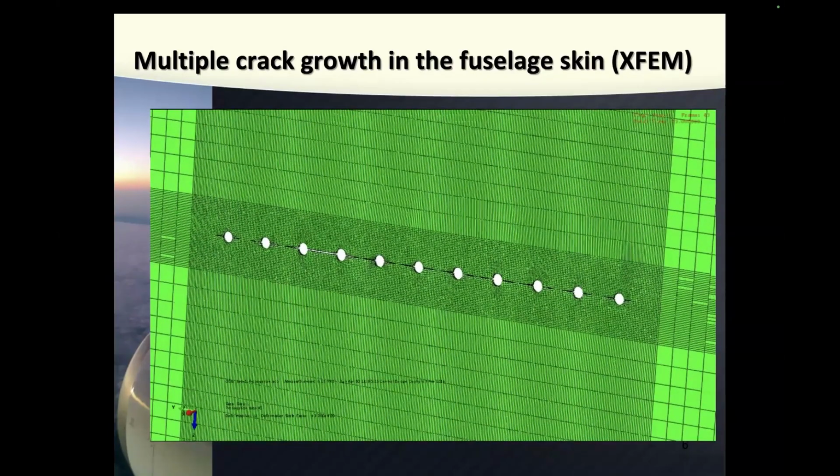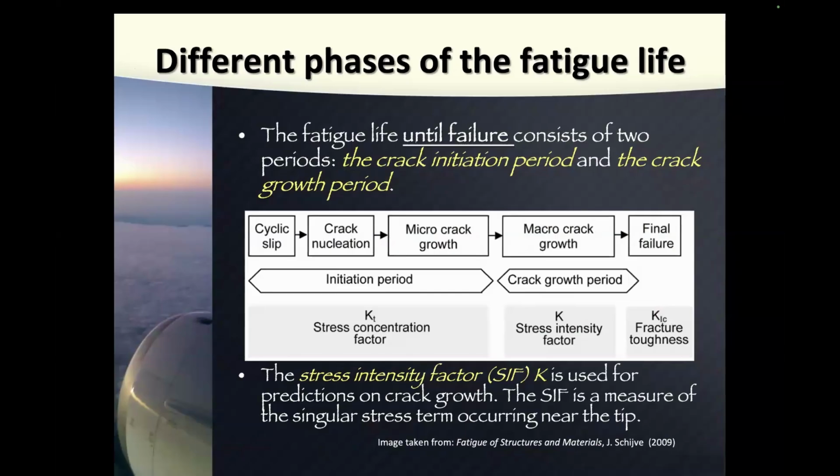Okay, when we talk about crack growth, we have, in fact, two stages or phases. Phase number one is called the crack initiation period. During the crack initiation period, you can see we have cyclic slip, crack nucleation, micro crack growth. And in this period, from the theoretical point of view, we analyze the stress concentration factor, KT. The second phase or second stage is the crack growth period.